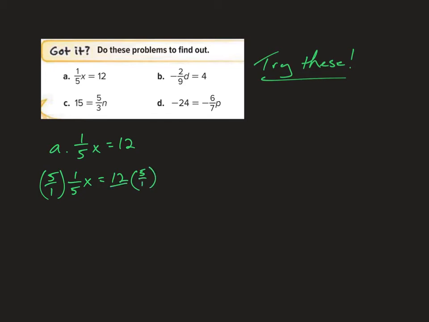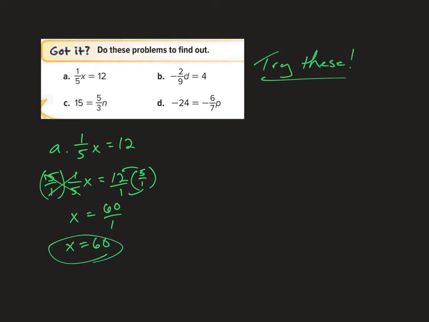And I'm going to put 12 over 1 as well, just so I remember that I'm multiplying it as a fraction. So the left-hand side, the multiplicative inverse cancels out 1/5. So we're just left with x on the left-hand side. And then when I multiply straight across, I get 12 times 5 is 60. 1 times 1 is 1. So I get x equals 60 over 1, or just x equals 60.